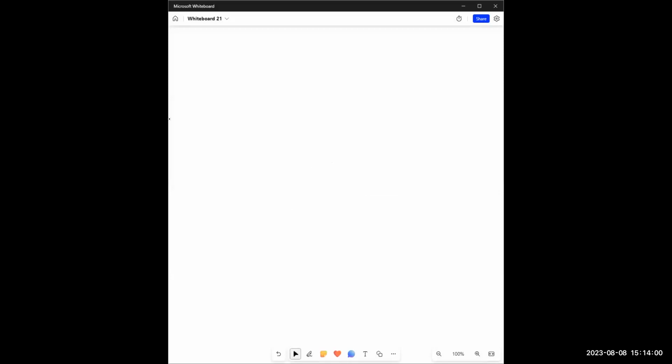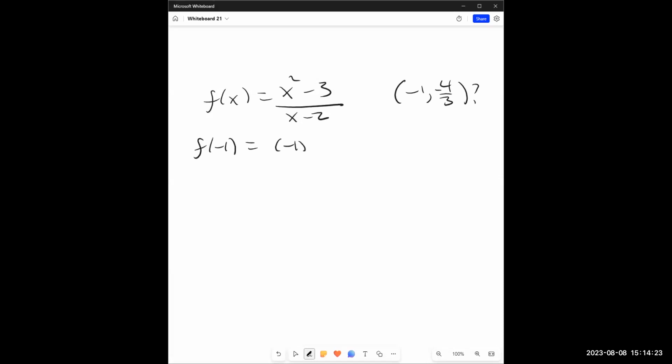Now we're going to be given the function f of x is equal to x squared minus 3 over x minus 2, and is the point (-1, -4/3) on the graph? So f of -1 is (-1) squared minus 3 over -1 minus 2. 1 minus 3 over -1 minus 2 is a -2 over -3, which is a positive 2/3. That's not a -4/3, so no.